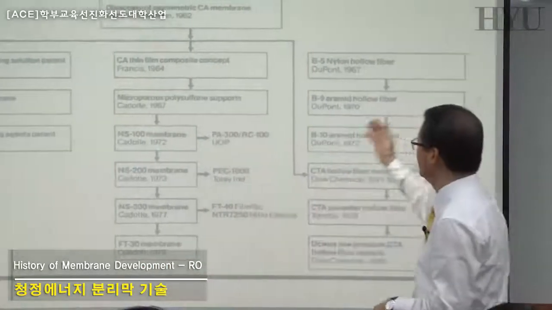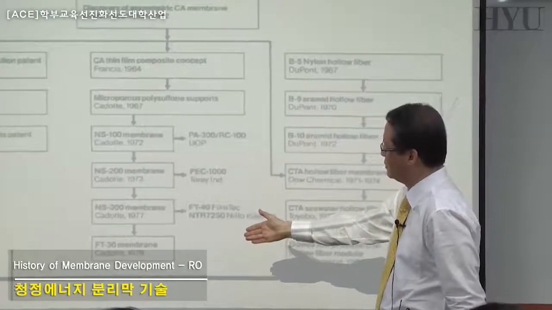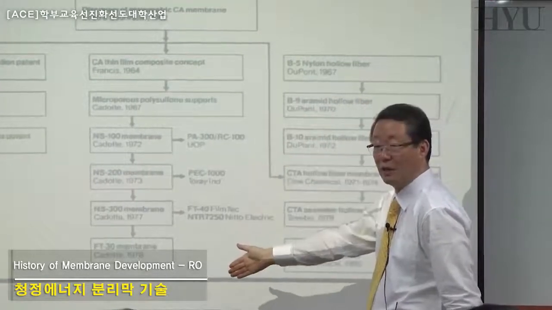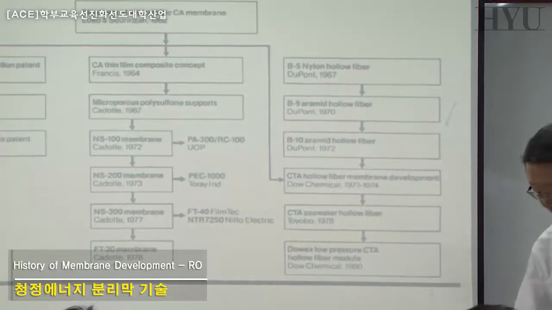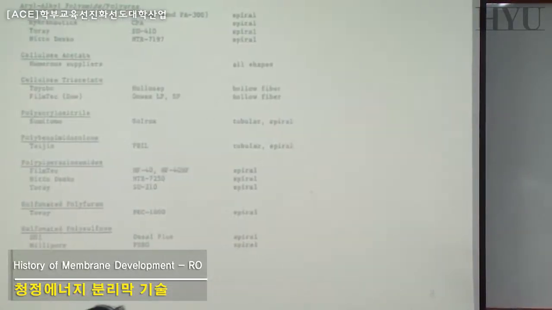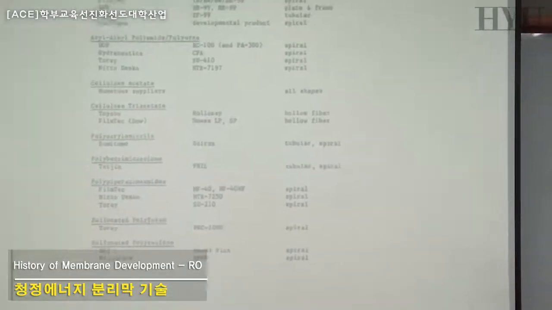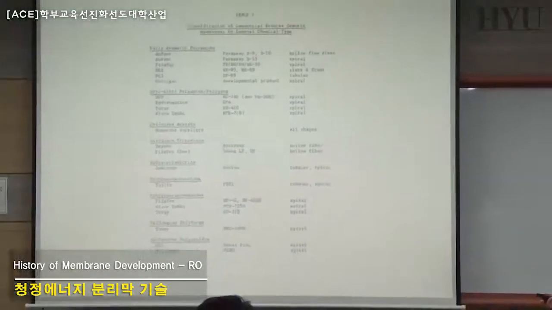Okay, so these are the two lines. This is the spiral wound module line. This is the hollow fiber membrane module line. You can see some more tables about the more details.